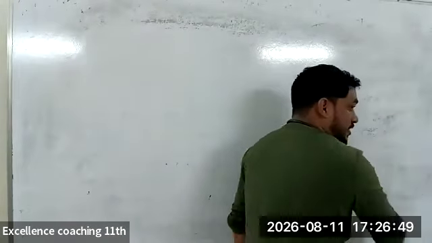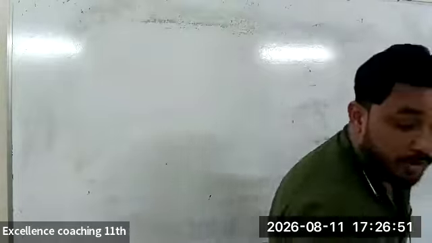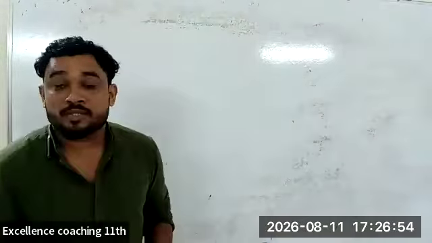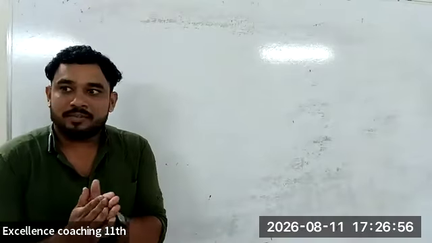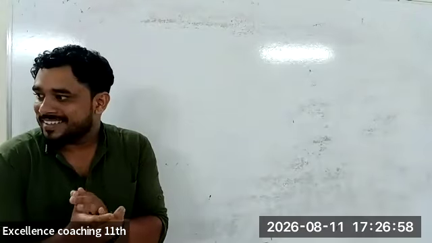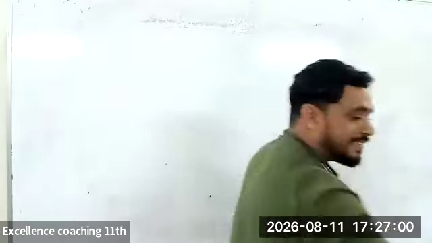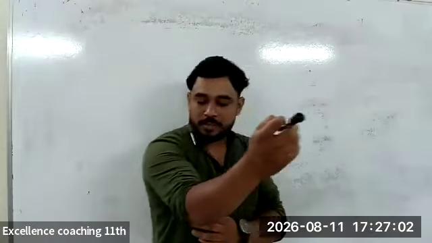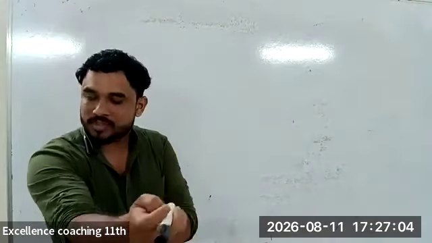Bio one mark less, physics one mark less. If you are scoring 19 in all the subjects, score 20 out of 20 in chemistry. I'm very selfish about my subject.